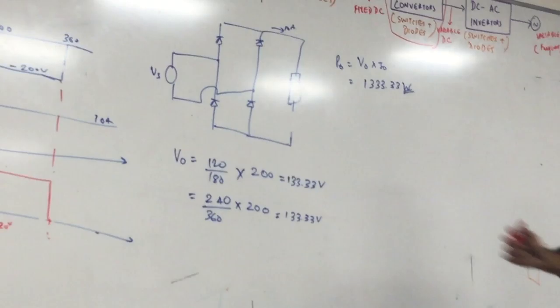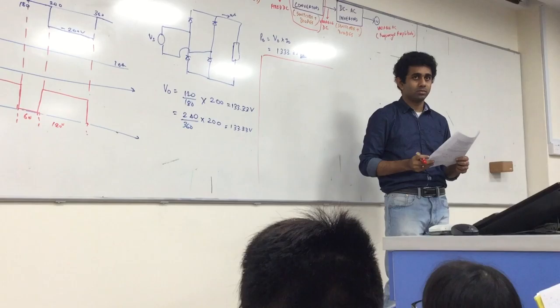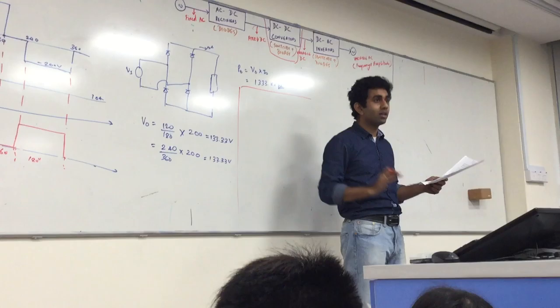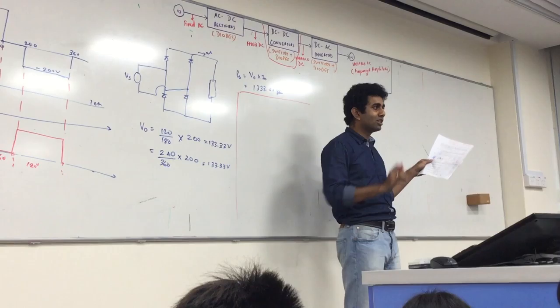We have a source inductance now. Okay? Don't jump to the conclusion that source inductance means I'm going to have commutation. Don't jump to that conclusion yet. Let's work it out. It costs 15 marks for a reason. If it was as simple as just putting the formula there and doing it, it wouldn't be 15 marks, maybe 5 marks.